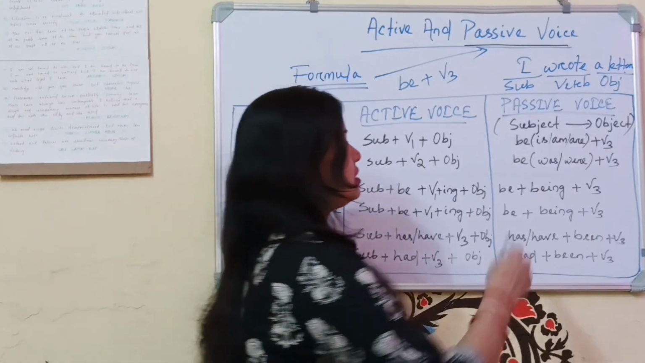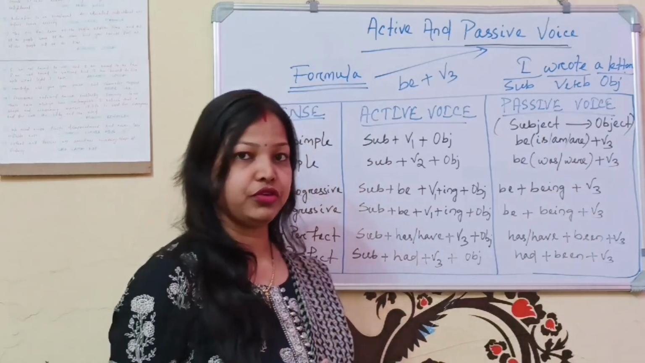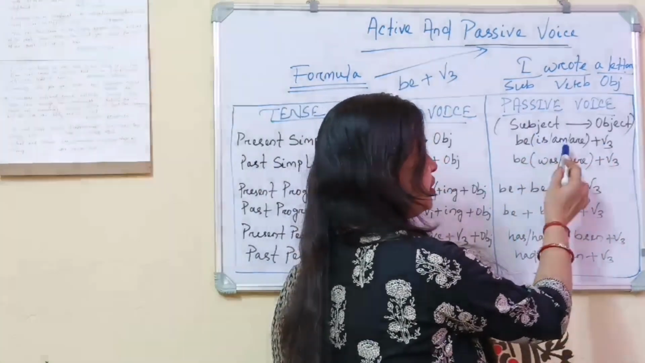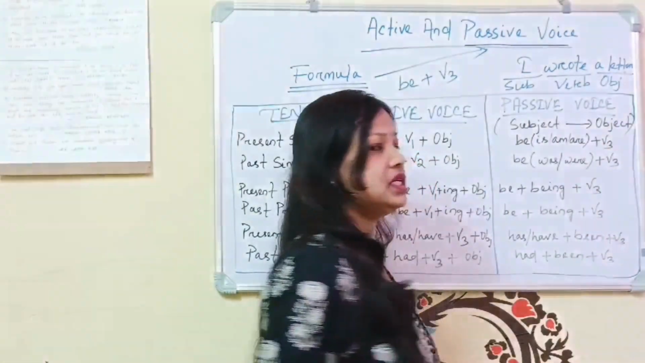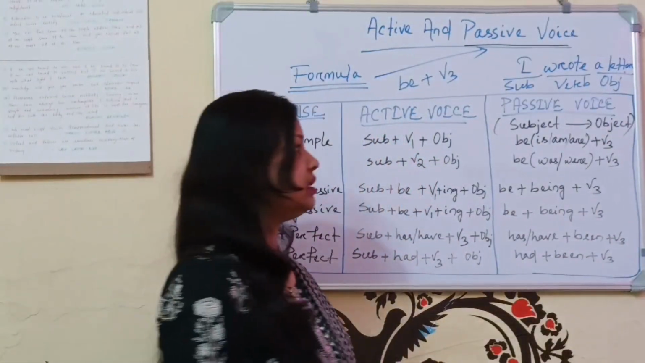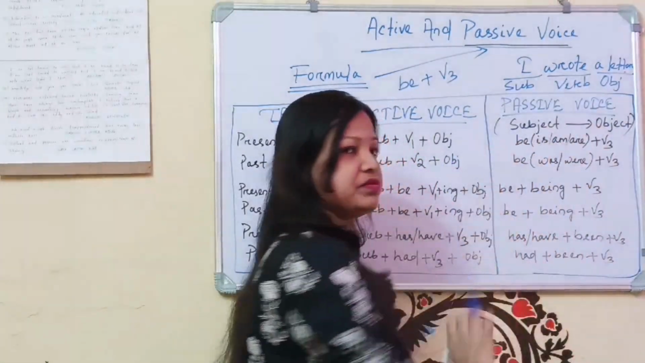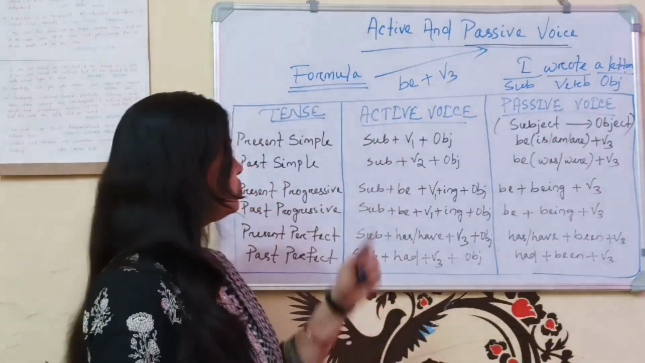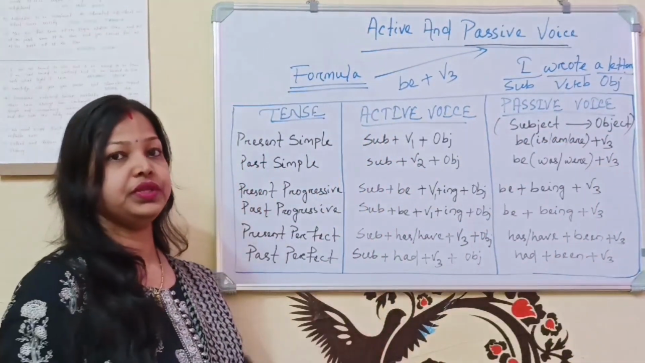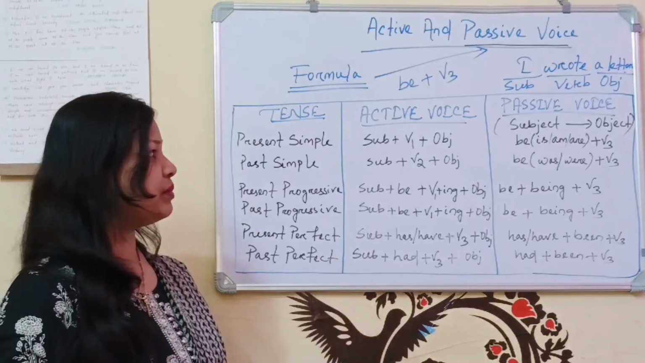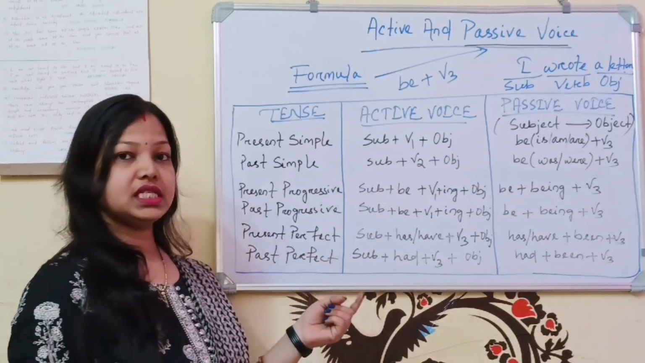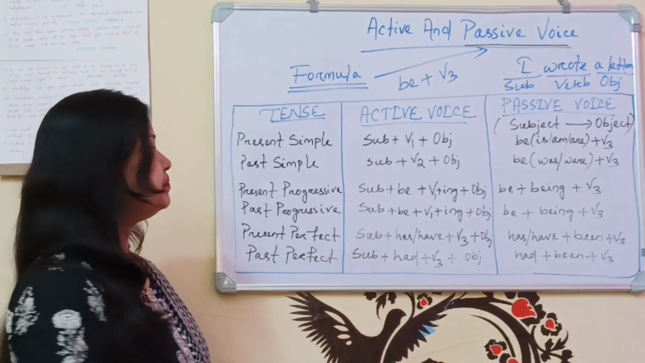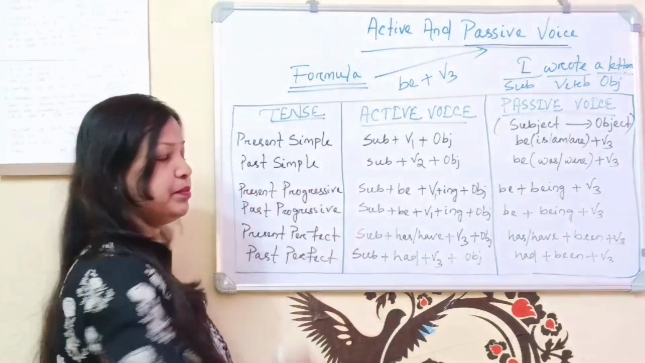Okay, so is, are, that is be verb plus verb 3: subject plus be verb plus verb 3 plus object. You can say object here will be subject and subject will be object. So I will show you in example format also. First you understand the formulas, then I will give you examples. Okay, so next, past simple.